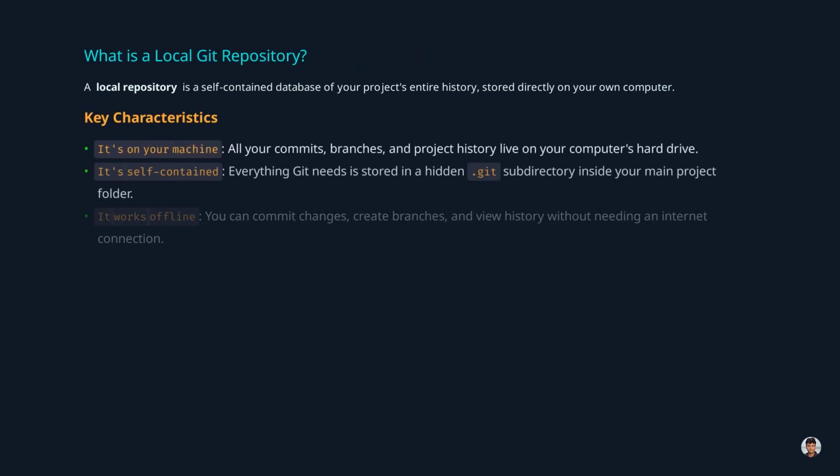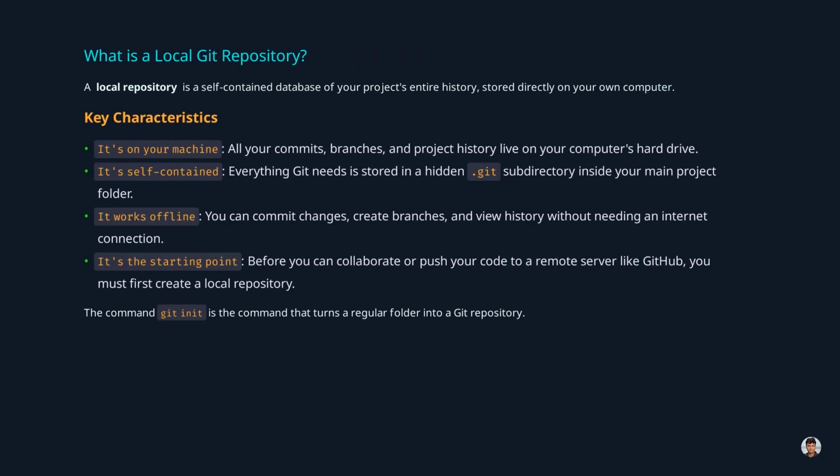Let's get started. So what exactly is a local Git repository? Think of it as a normal project folder, but with superpowers. The word local is key. It means the entire history of your project, every change you have ever saved, is stored right here on your own computer. You do not need an internet connection to save your work, view past versions, or create new branches.